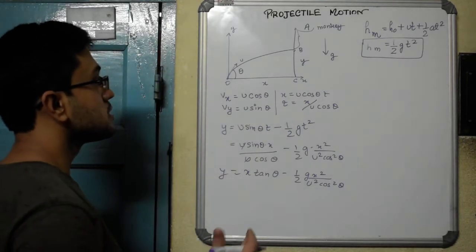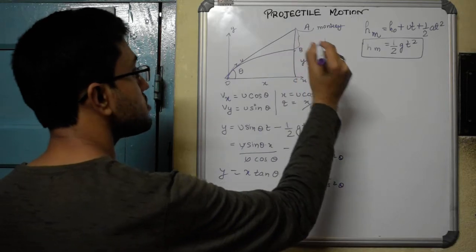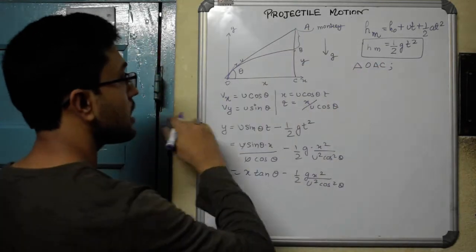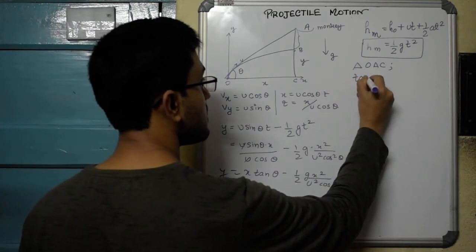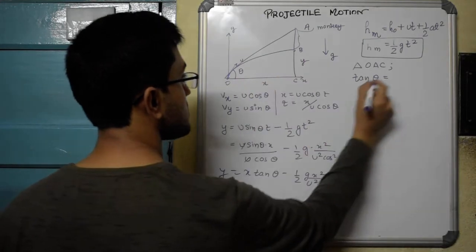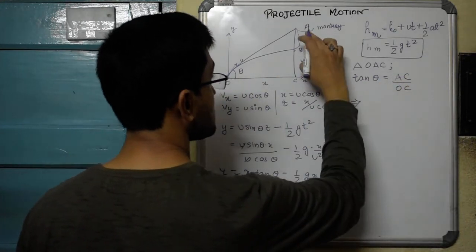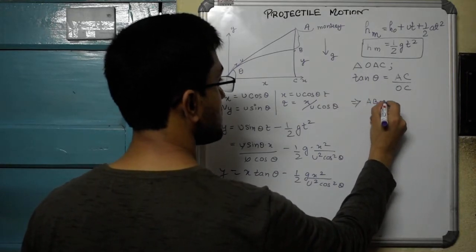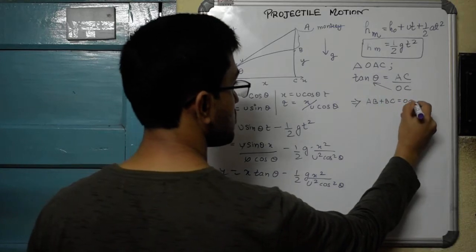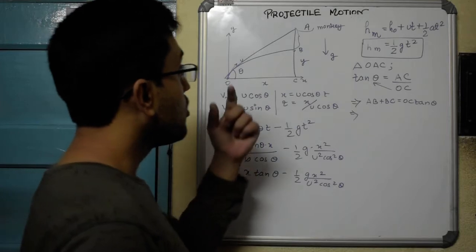Now let us look into this portion. Let us consider this triangle here. Which triangle? Triangle OAC. In this triangle, what is the value of tan theta? Tan theta is this portion AC by the base OC. And what is AC? AC is AB plus BC, and that is equal to OC tan theta. Okay. What is AB?